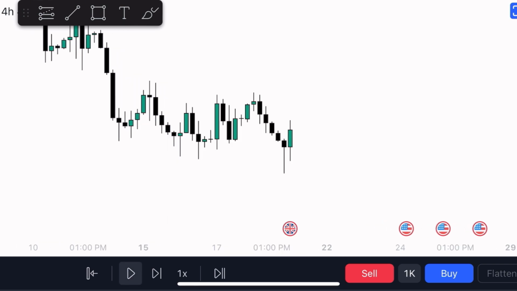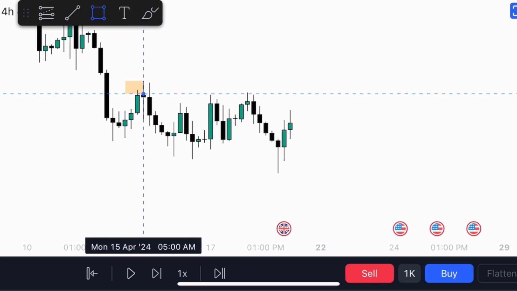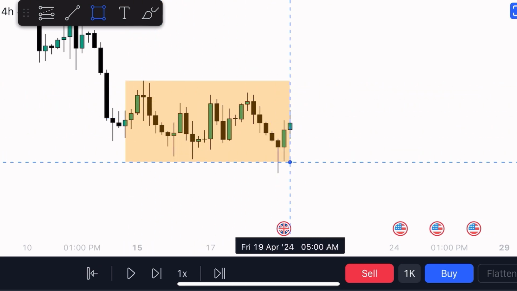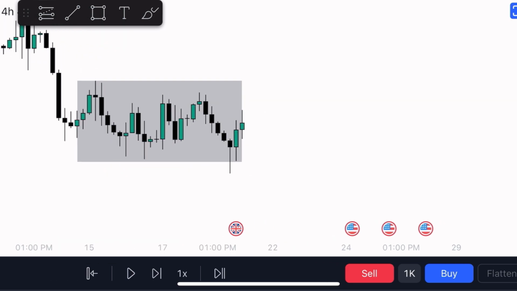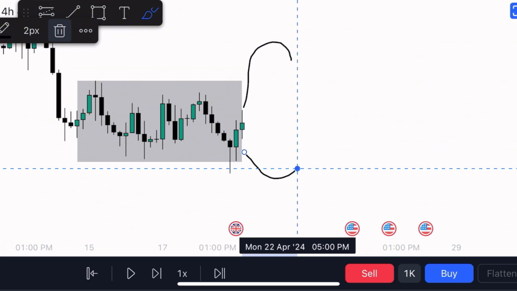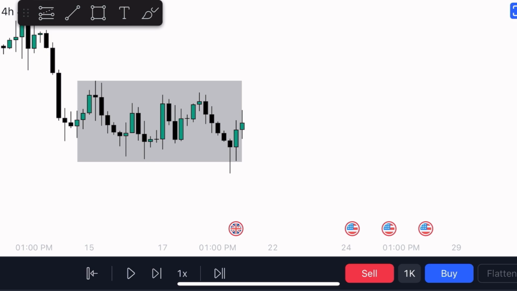So I will forward it. So first, this is the accumulation. As you can see, the price keeps going up and down in the same area. So this is our accumulation. Now we will wait for the manipulation, if it happens in the upward direction or in the downward direction. So let's see. I will again forward it.